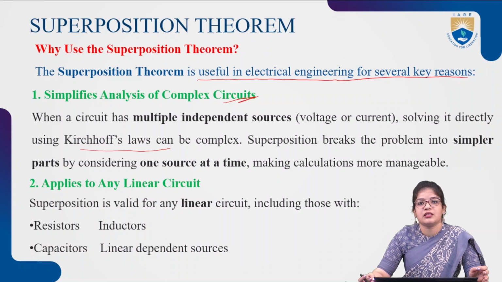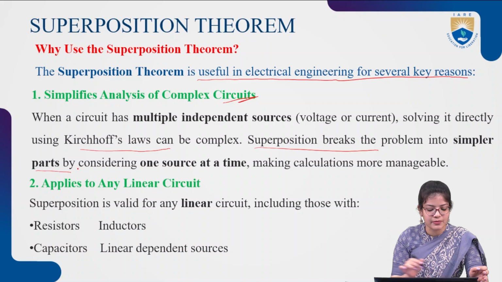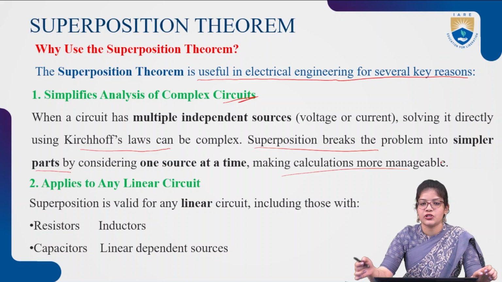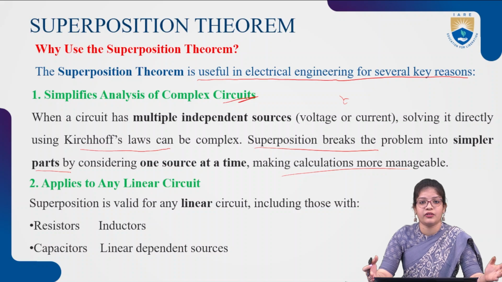In such cases, we are using superposition theorem. Superposition theorem breaks the problem into similar parts by considering one source at a time, making calculations easier. Wherever we have more than one independent source, applying KCL or KVL becomes more complex to solve the problem.